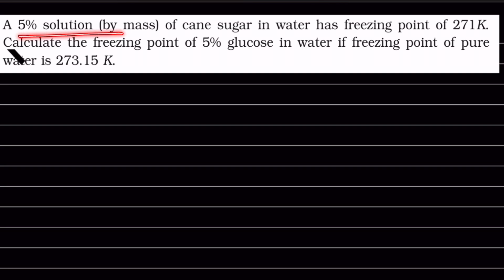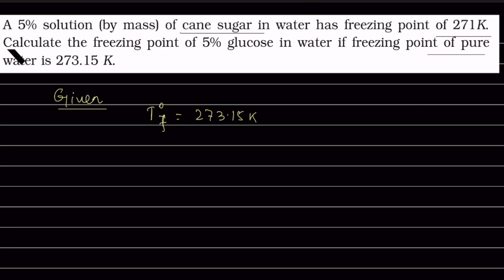In this question, a 5% solution by mass of cane sugar in water has a freezing point of 271 Kelvin. Calculate the freezing point of 5% glucose in water if the freezing point of pure water is 273.15 Kelvin. So here it is given that the freezing point of pure water is 273.15 Kelvin. Now when we are mixing cane sugar in the water, then the freezing point will become 271 Kelvin.